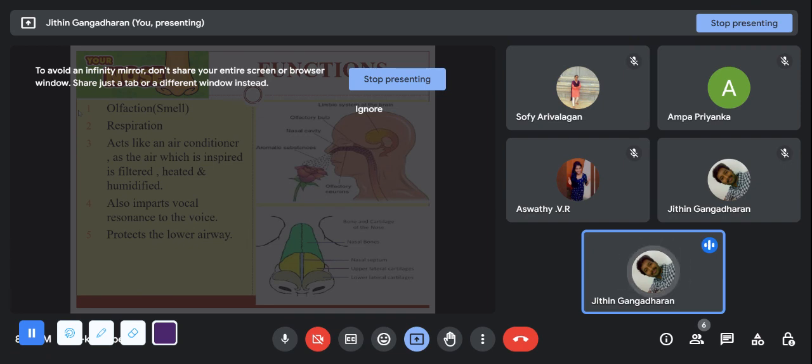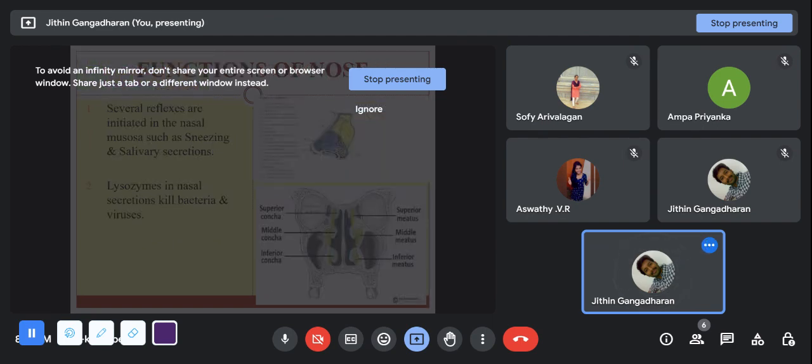And the nose acts as an air conditioner: when the air is inspired, it is filtered, heated, and humidified. That is the main function of the nose. It also has brush-like cilia which help in the filtration of the air. Large dust particles will be filtered from the nose itself, and it is also important for your vocal resonance. Your vocal resonance is also controlled by your nose. The point is, it is the limbic system of the brain which controls olfaction.